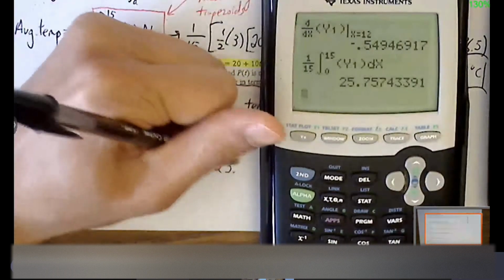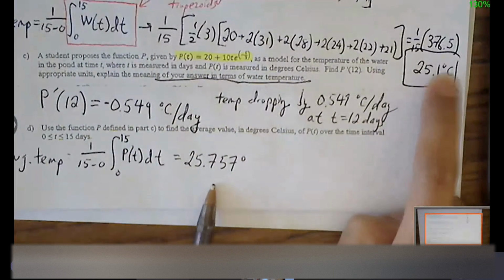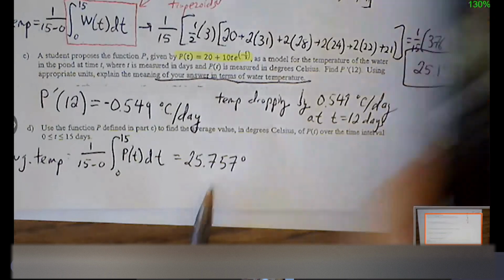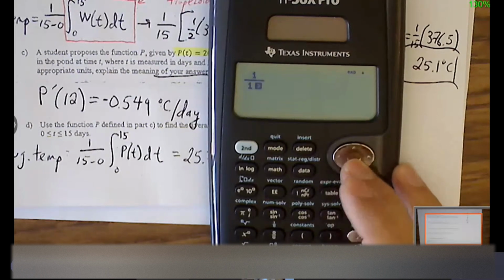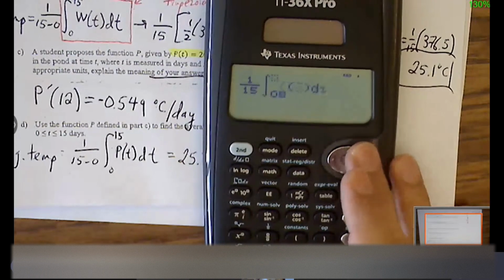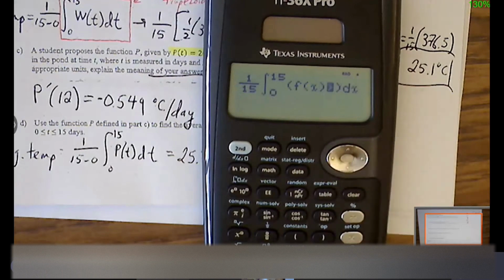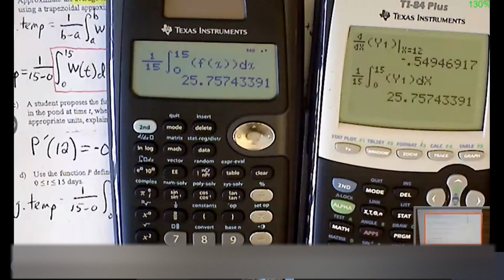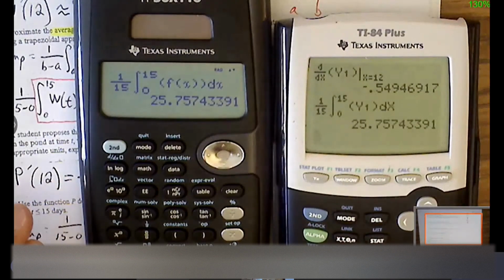25.757 degrees. And it should be comparable with part B. It's just a more accurate version of it. So they're both after the same information here. Okay, any questions here? Okay, no questions with the calculator?